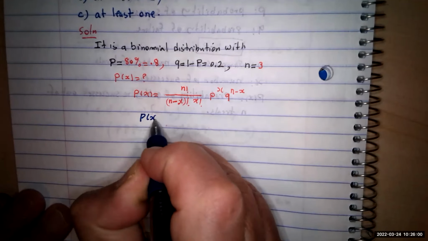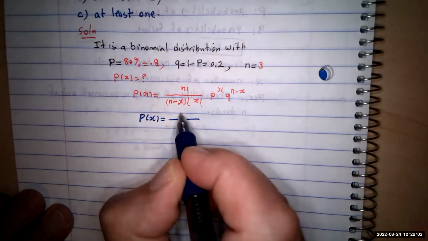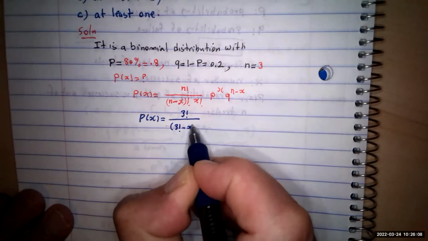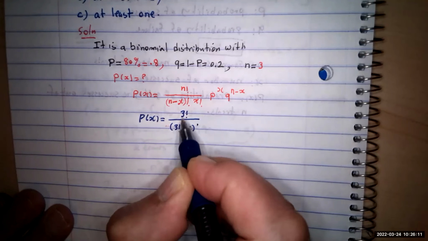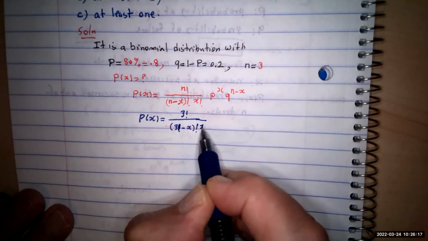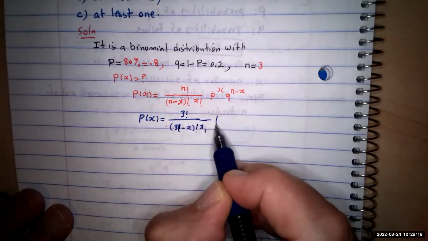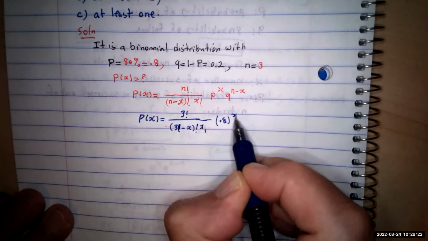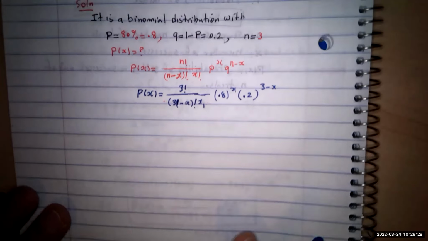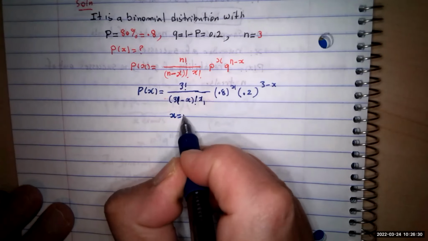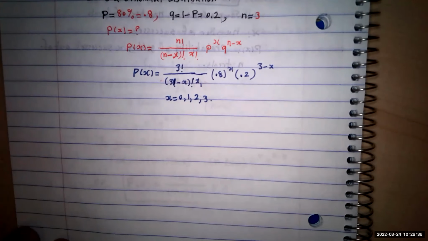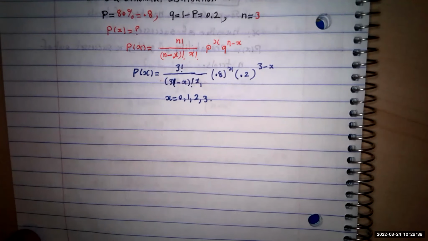Okay, and in this case, P of X, with N equal to 3, is going to be 3 factorial over 3 minus X factorial times X factorial, your P is 0.8 to the X, Q is 0.2 to the 3 minus X. And this X can go from 0, 1, 2, and 3. That's a general formula. It's the first problem, so I give you all the details, but we are going to summarize it.